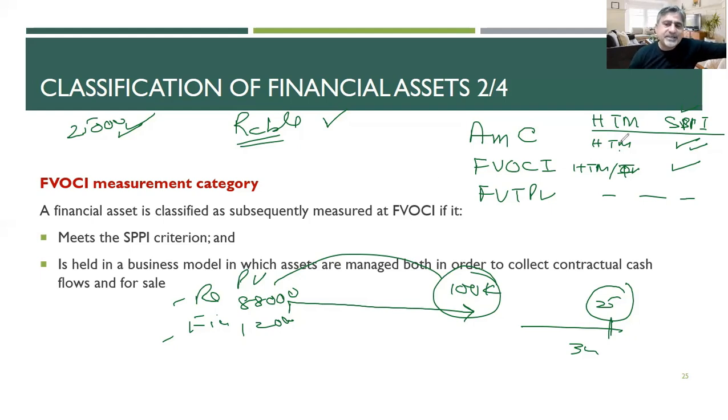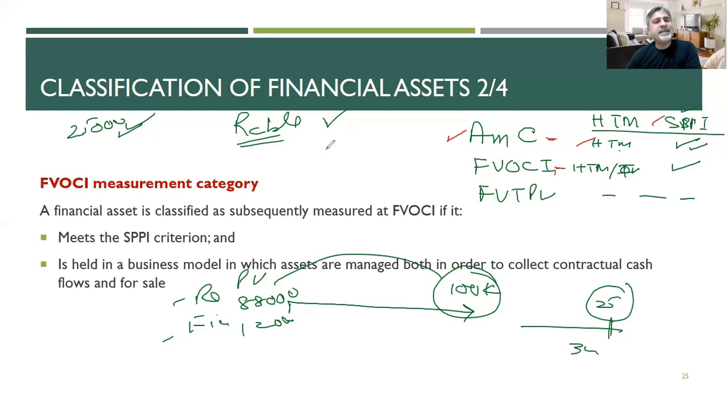So receivables meet SPPI criteria, and receivable also meets HTM because it is for 30 days, 60 days, 90 days, 120 days, and you wait until that time. So receivables are in amortized cost. Bonds could be in amortized cost, bonds could be in OCI. Bond can be here or here, depending on your purpose.